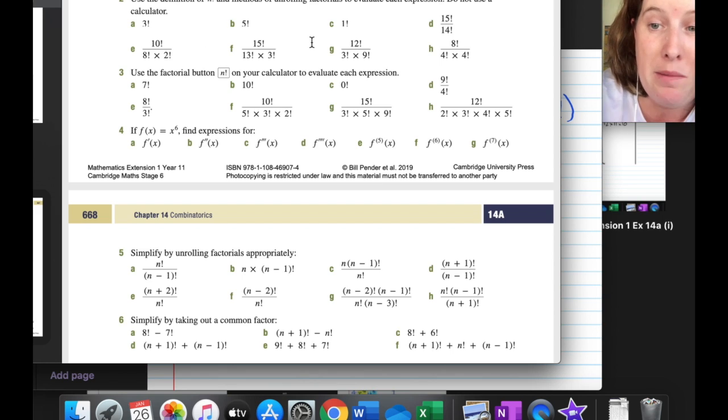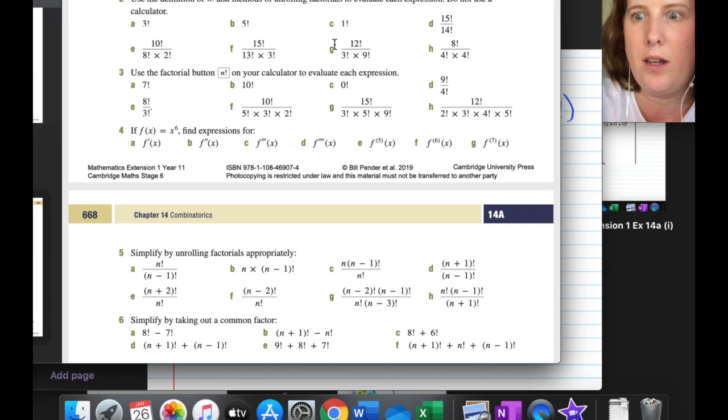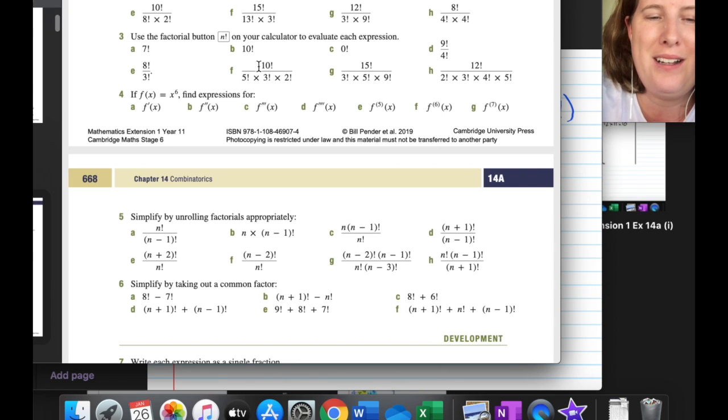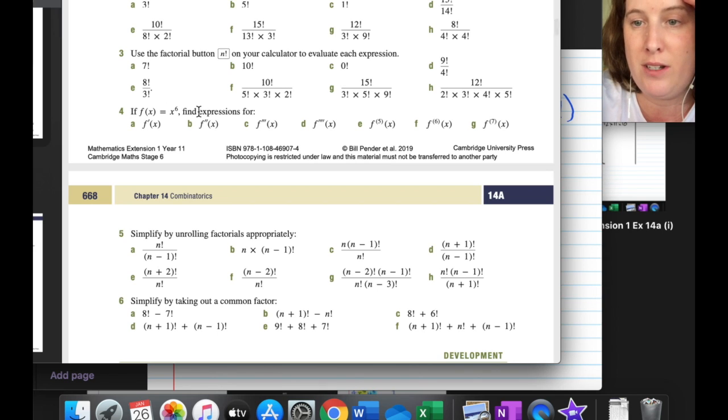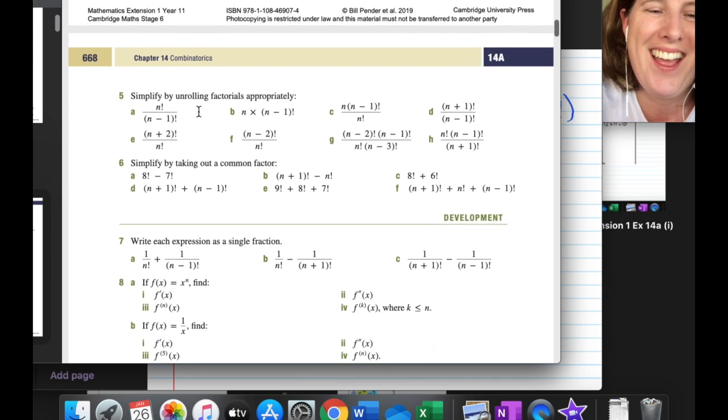If you get stuck, write them out. Like 12 factorial is 12 times 11 times 10 times 9 times 8 and so on down to 1. It helps if you know your numbers. Factorial button on your calculator, useful. We're skipping question 4 because we haven't done calculus yet. That's for the end of the year. That's going to be a treat.